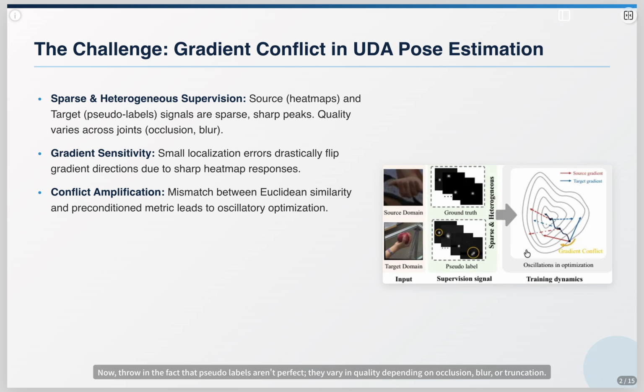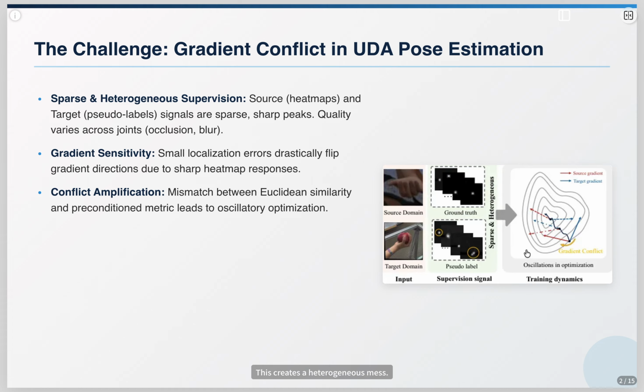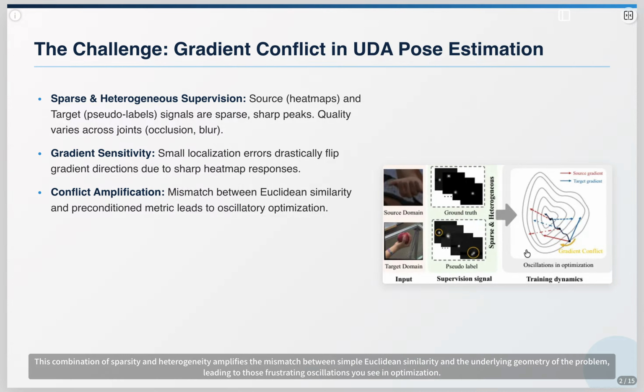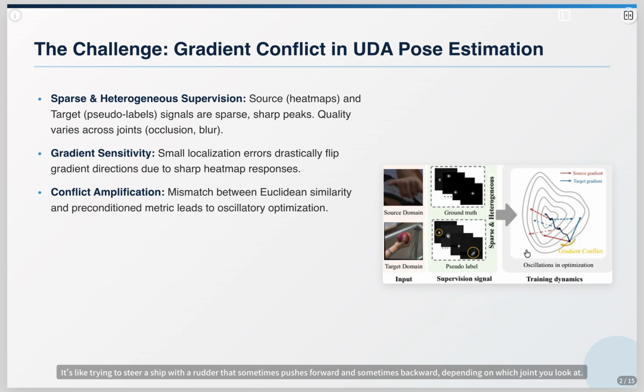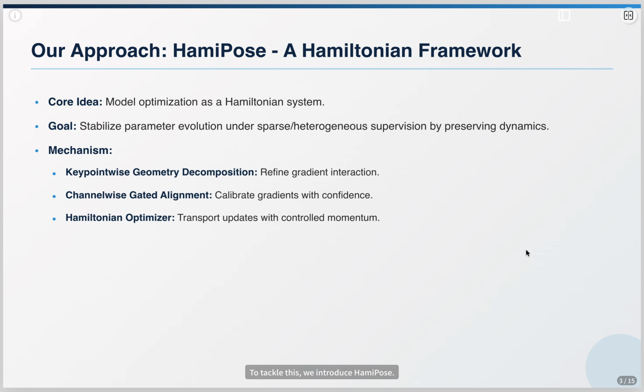Now throw in the fact that pseudo-labels aren't perfect. They vary in quality depending on occlusion, blur, or truncation. This creates a heterogeneous mess. Some joints might be easy, others impossible. This combination of sparsity and heterogeneity amplifies the mismatch between simple Euclidean similarity and the underlying geometry of the problem, leading to those frustrating oscillations you see in optimization. It's like trying to steer a ship with a rudder that sometimes pushes forward and sometimes backward, depending on which joint you look at. To tackle this, we introduce HamiPose.